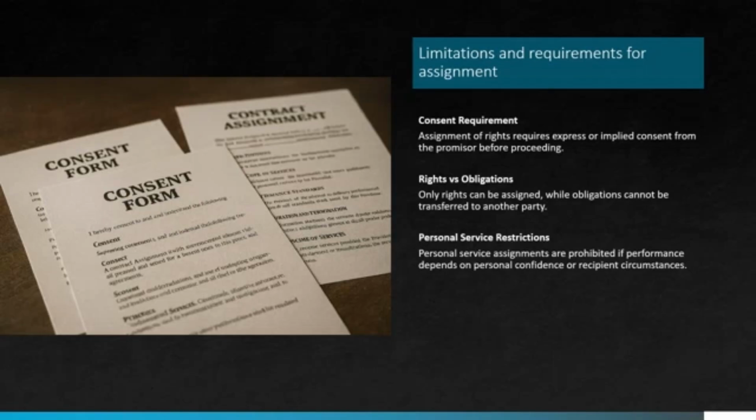So there are some limitations that come into play here. The assignment of rights requires express or implied consent from the promisor before proceeding, and only rights can be assigned, like I was just pointing out. Obligations cannot be, and personal service assignments are prohibited if performance depends on some personal competence or the circumstances of the recipient.